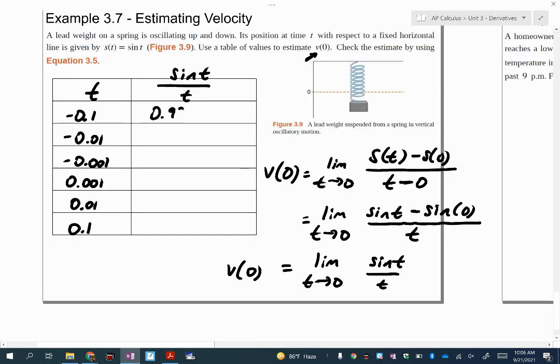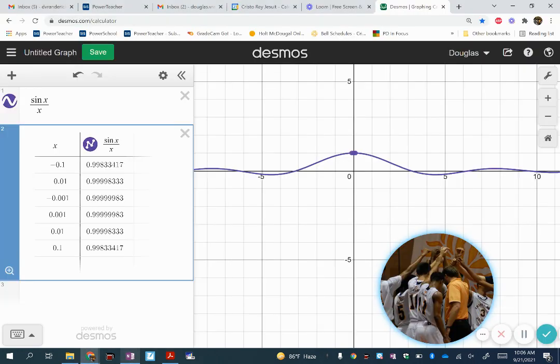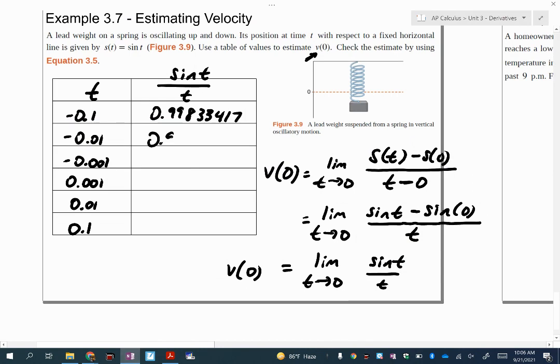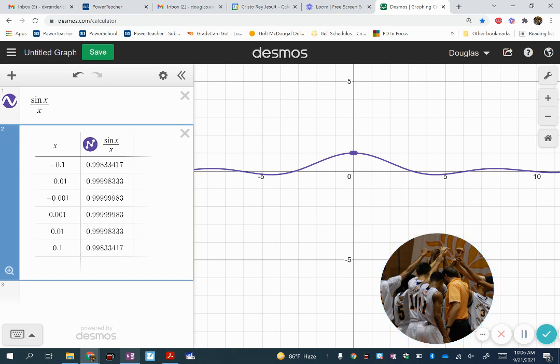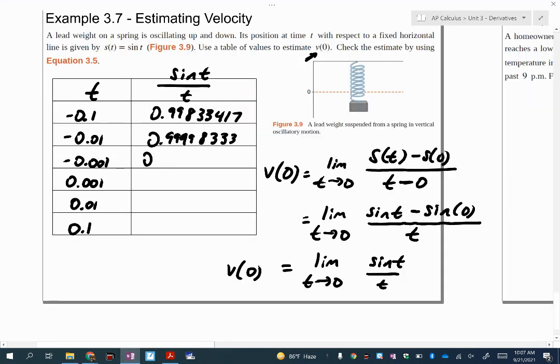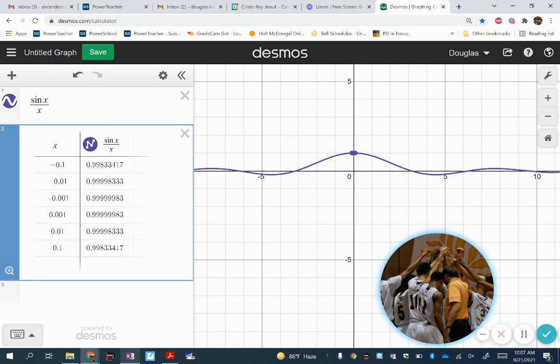0.99833417, and then a bunch of 3s, and then way more 9s, and then an 8 3. And then I think it's the same, but going the other way.